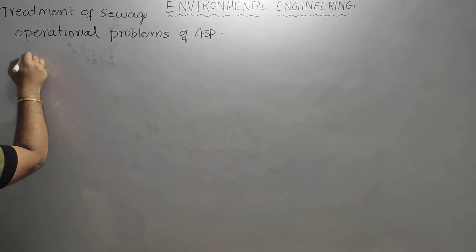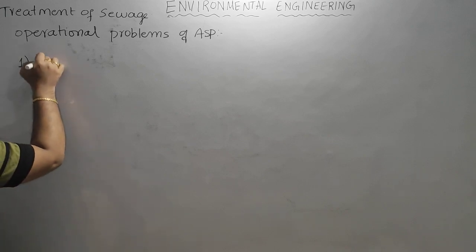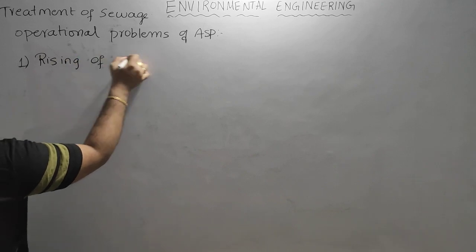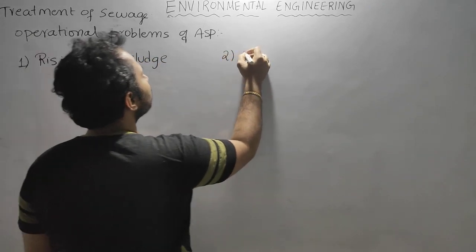The first one is bulking of sludge or rising of sludge. Bulking of sludge and rising of sludge is one problem, and the second problem is bulking of sludge.